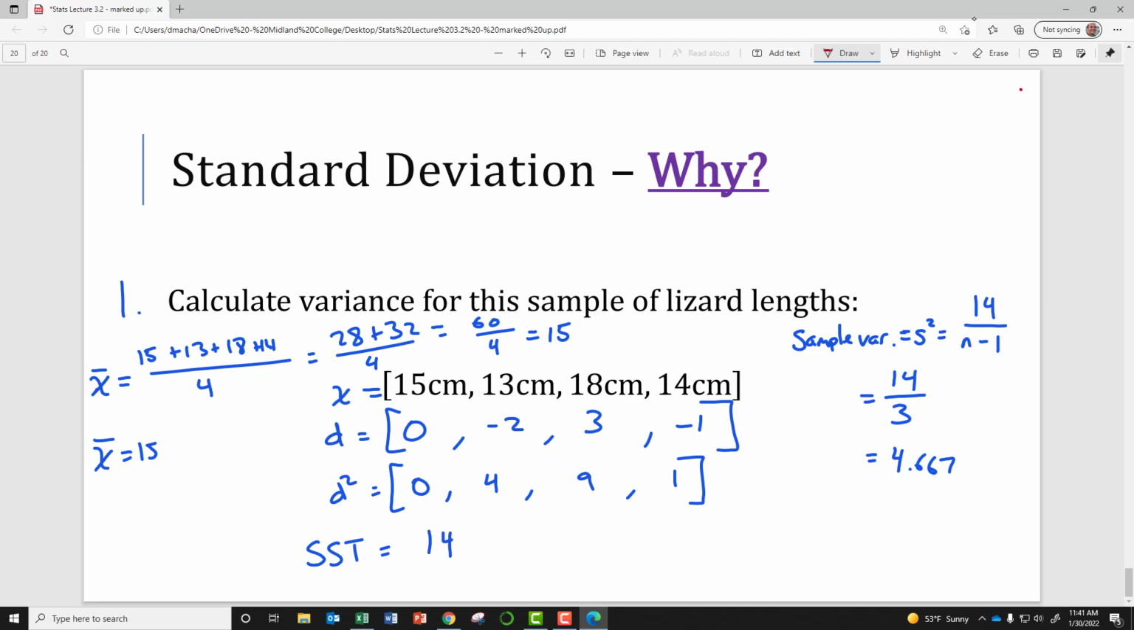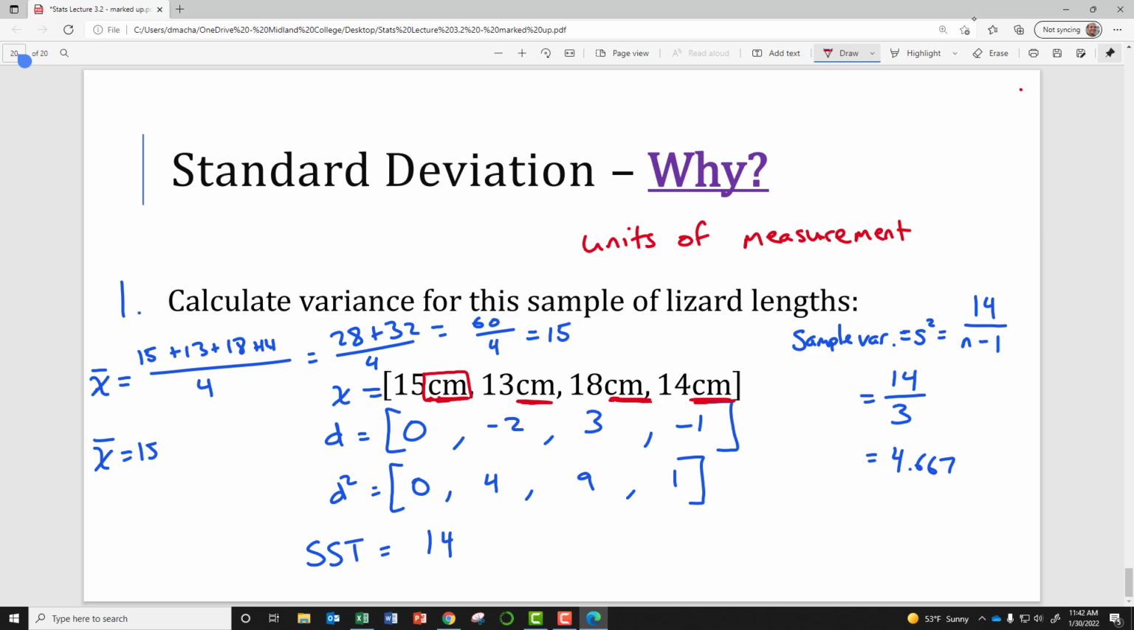Let's talk about something that happens in real life. In real life, whenever you are taking measurements, you always take measurements with what we call units of measure. Measurements always come with units of measure. And in this case, when we measured the lengths of these lizards, the unit of measurement we used was centimeters. So this lizard was 15 centimeters long, for example. Let's see what happens to our unit of measurement as we carry it through this whole process.